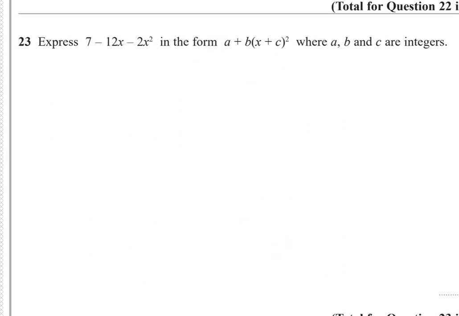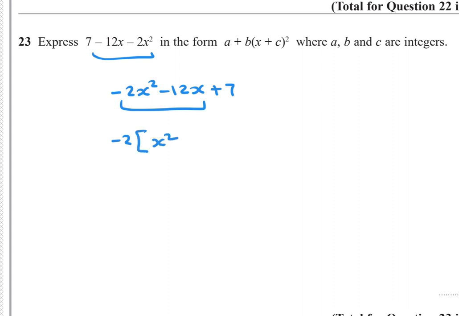23. Express 7 minus 12x minus 2x squared in the form a plus b times x plus c all squared, where a, b, and c are integers. So we can rearrange in descending order. So negative 2x squared minus 12x plus 7. Then take negative 2 common from x squared and x. So negative 2 bracket x squared, and negative 12 divided by negative 2 equal positive 6, so positive 6x plus 7.